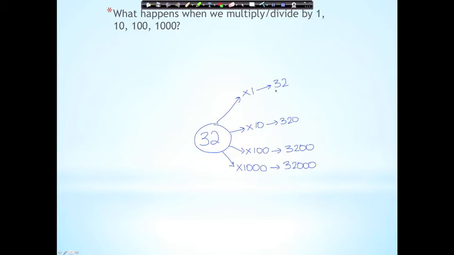You should see that for each one, when we multiply by 10, we put a 0 in the units column. Everything has moved across one place. So the 3 has gone from the tens column to the hundreds column. The 2 has gone from the units column to the tens column. Then there are no digits after that, so we put a 0 at the end. A similar thing happens for multiplying by 100 and also multiplying by 1,000, where we add 3 digits at the end.